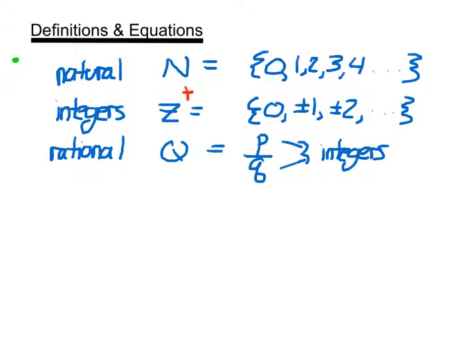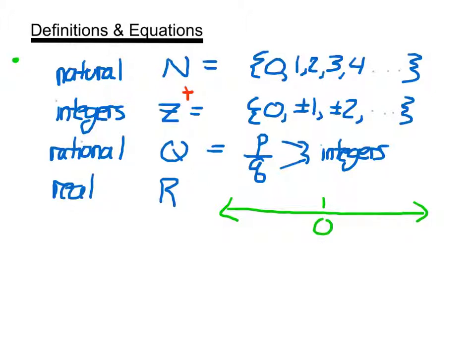And then the last set that we're going to deal with is the real number set, and we'll designate those with the capital letter R. And real numbers are any numbers that can be placed on a number line, right? So anything that can be placed on a number line. And real numbers include natural, integers, rational, and irrational numbers, right? So I know that pi is an irrational number, but pi still falls on the number line right around here. So it's a real number.